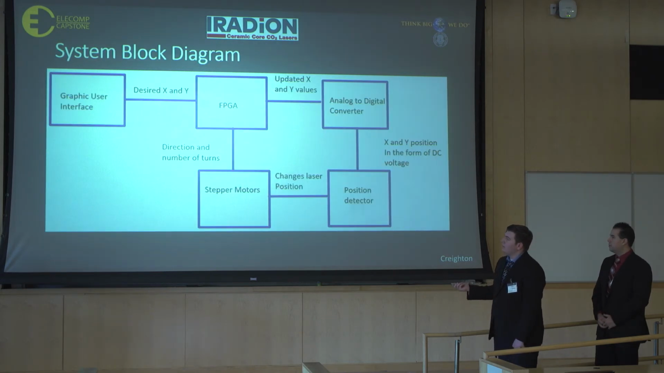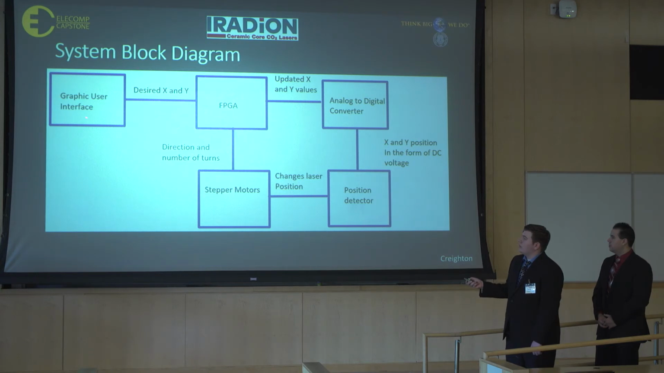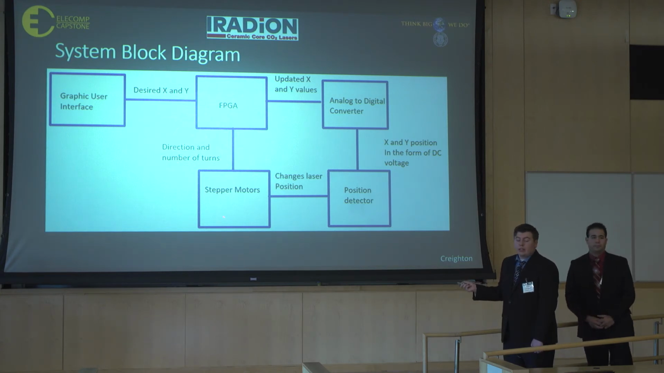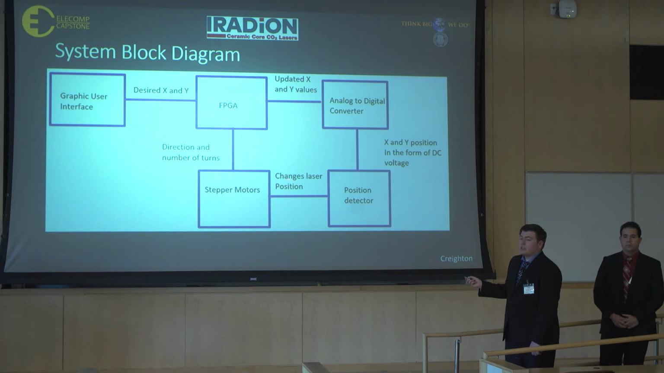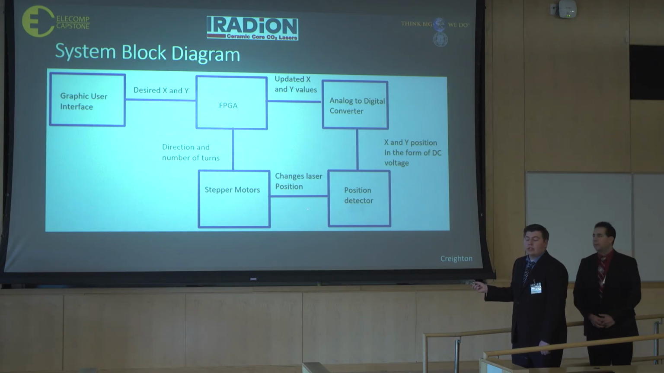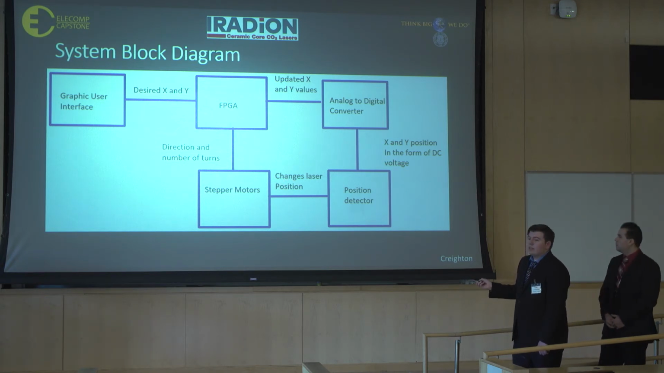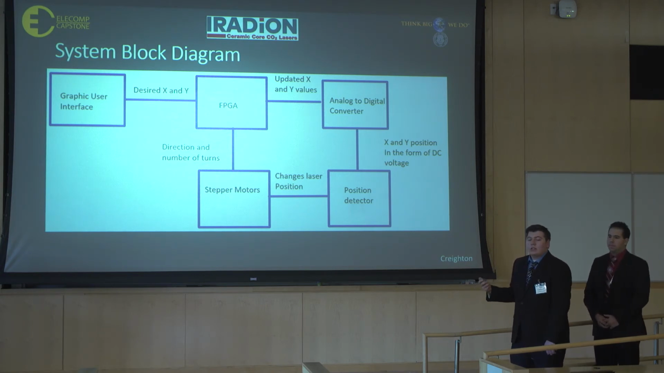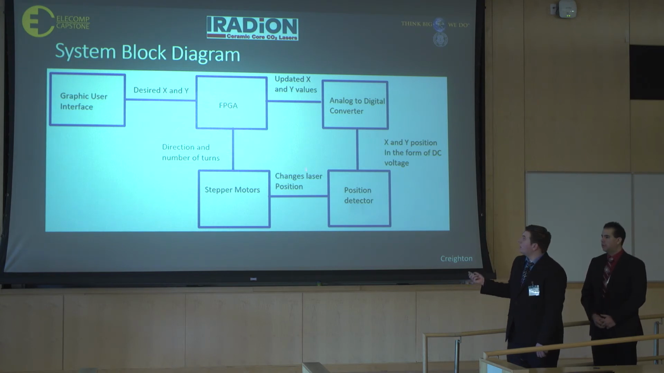Looking at an overview of our system, we can see that first the user enters data through the graphic user interface. This data is sent over to the FPGA, which in turn decides which motors need to turn, which direction they need to turn, and how many turns that they need to turn. This changes the position of our laser, which is picked up by our position detector. Our position detector then sends the data back to our FPGA about current position in the form of a DC voltage. This needs to be transferred to a digital signal for our FPGA to read, so it goes through an analog digital converter first.